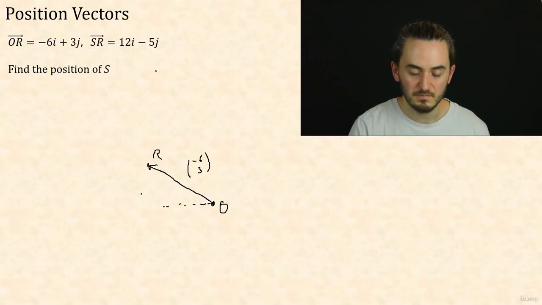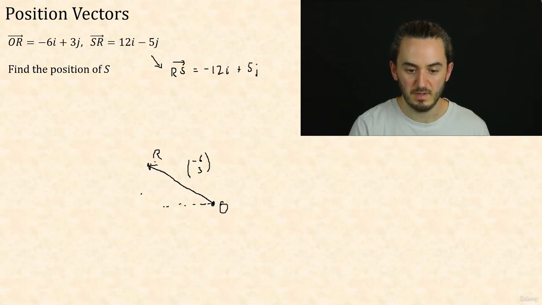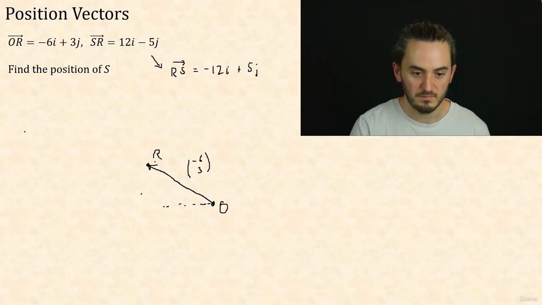Now, S to R is 12 along and 5 down. Now, it can be useful to flip these things around. If that's the case, then R to S is just the precise reverse of that, meaning negative 12i plus 5j. So to get from R to S, I go back 12 and up 5. So S is going to be up here somewhere. And that vector heading in that direction is minus 12, 5.